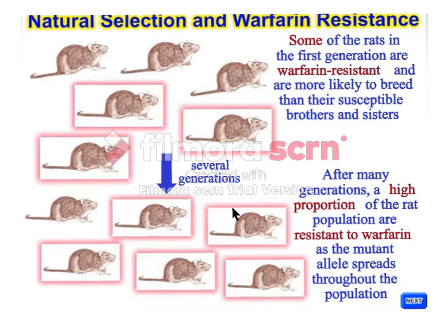While the others who are susceptible to warfarin and have sensitive alleles are going to be removed from the population, and the frequency of that allele is going to decrease in the following generations. Eventually, the majority of rats became resistant to warfarin, and a new, more powerful poison had to be developed.